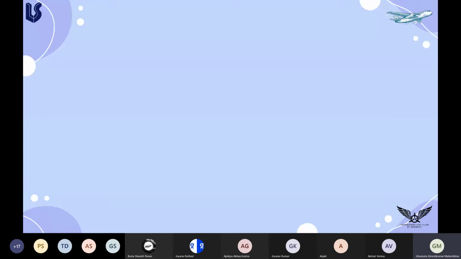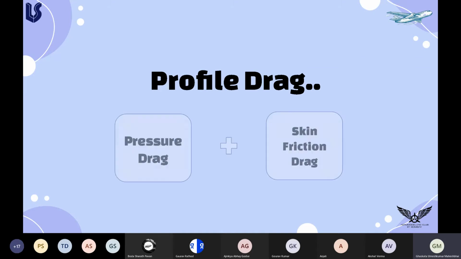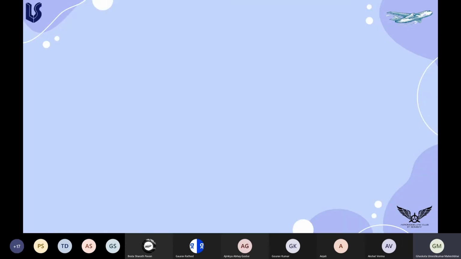Now next is profile drag. It basically contains both pressure drag and skin friction drag. Okay, so nothing more important for this drag. So next is wave drag. This drag only acts when the speed of the aircraft is around the speed of sound, meaning at high speed. So basically, we can say that it's around Mach number 1.